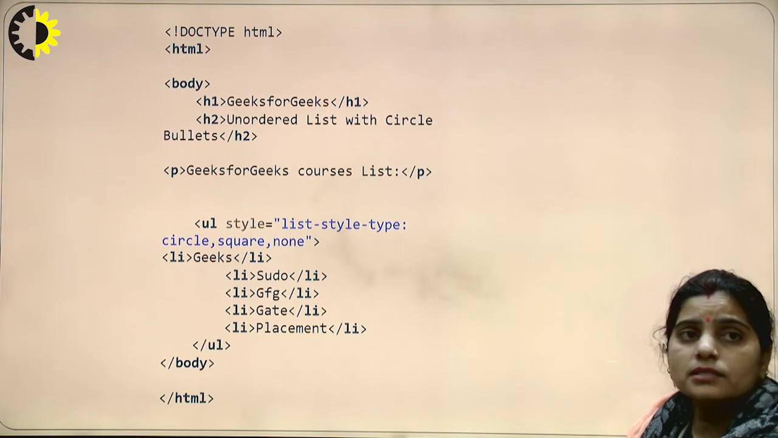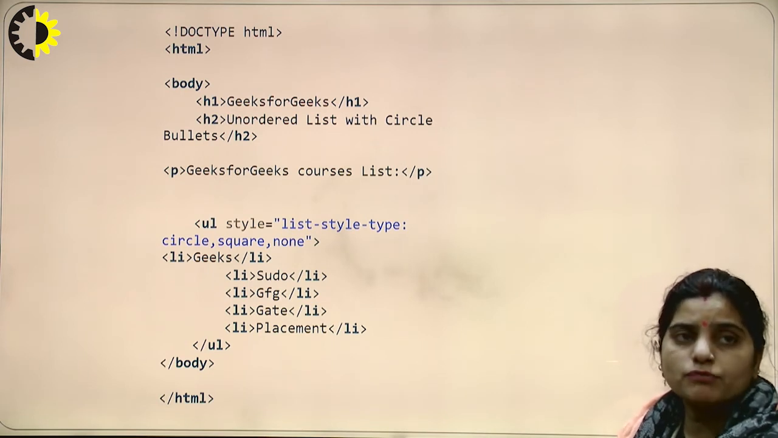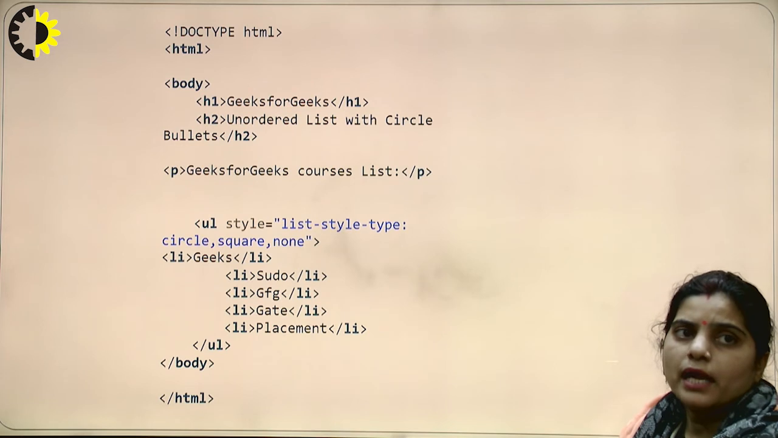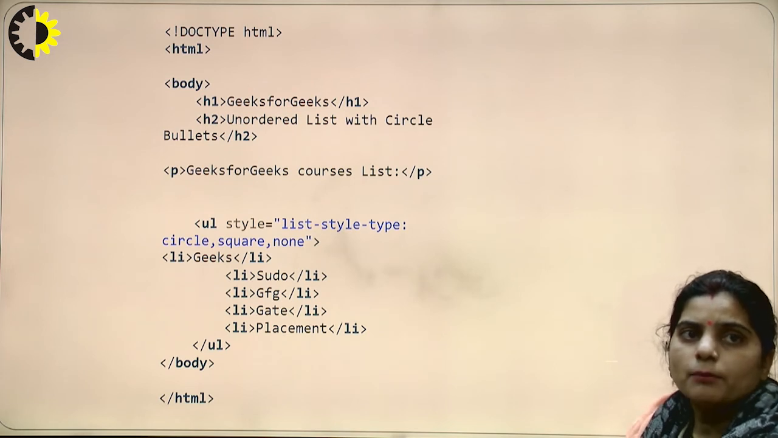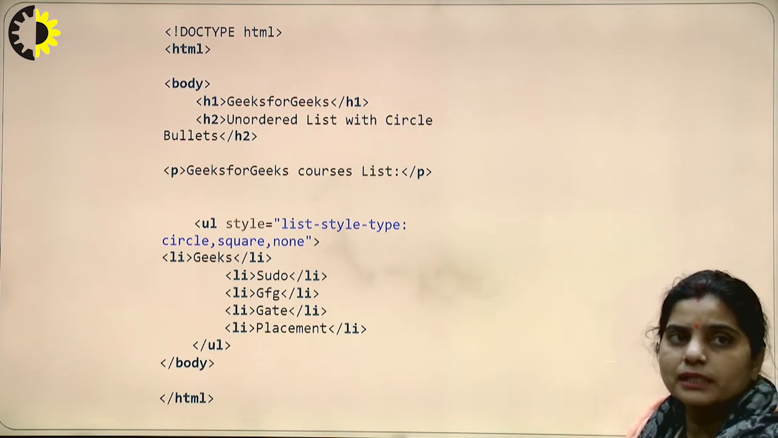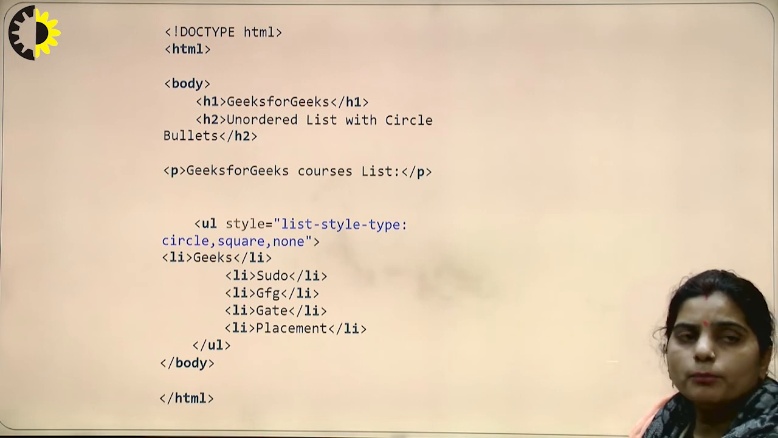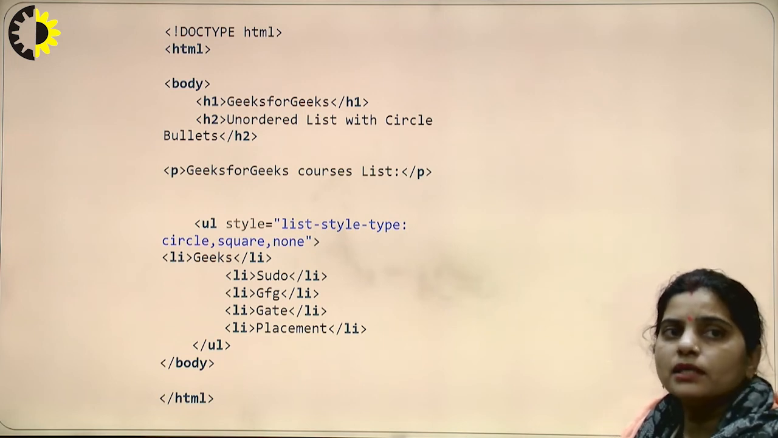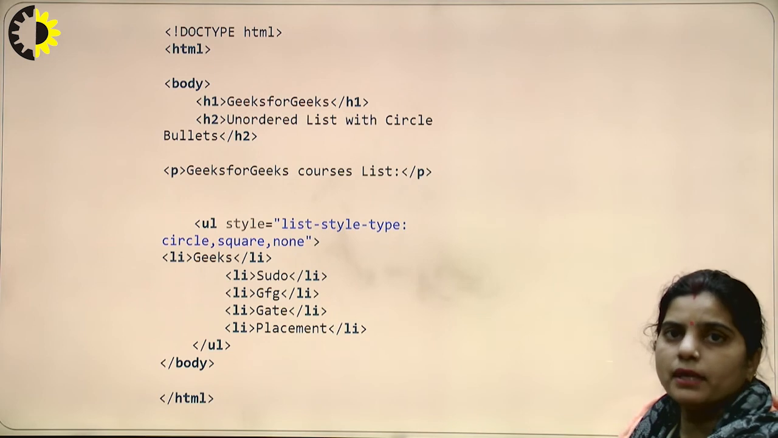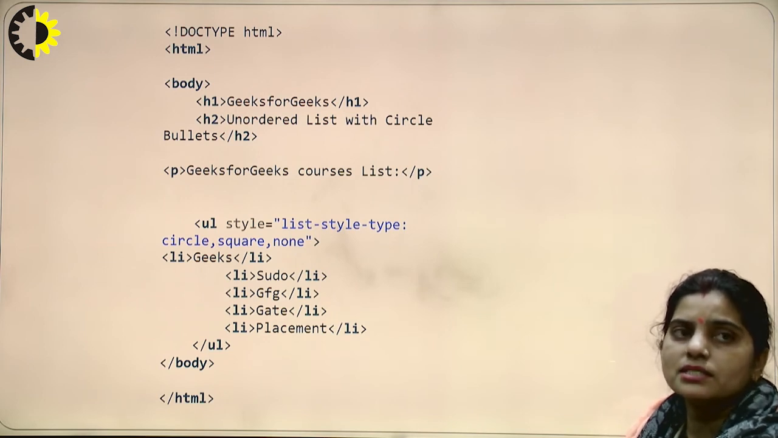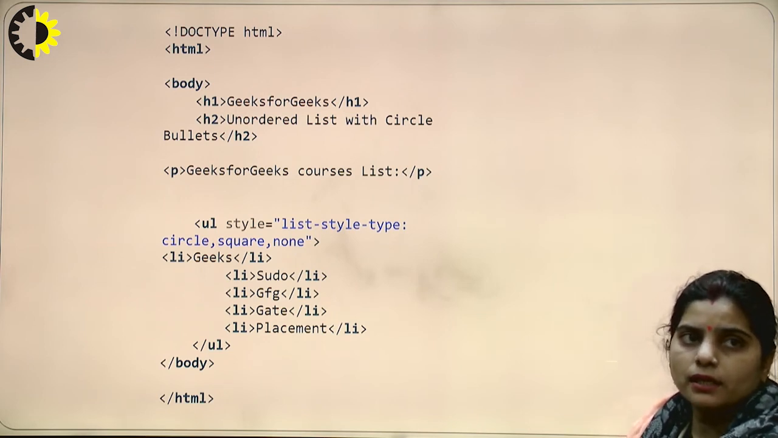Now, the next one is the main tag which we use for the unordered list, UL, with style list-style-type. Meaning we are using the style attribute list-style-type. Here, if you put a circle style, then when we run the program, all the list items will be indicated in the form of circles.